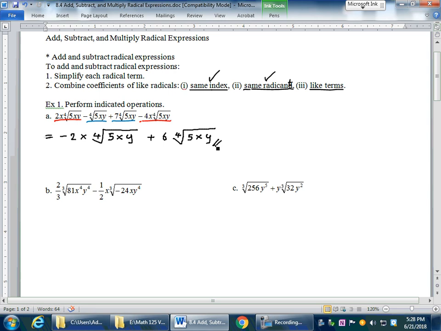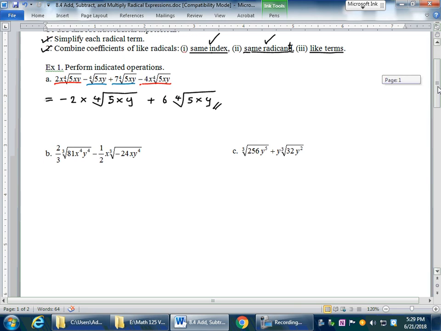So this is an example for you to understand what it means to be like radicals. Starting from the next example, we're always going to consider first, can I simplify the radical in each term or not? Only after you simplify the radical in each term, then you will be able to determine are they like radicals or not, and then combine them together. So let's take a look at the next example.